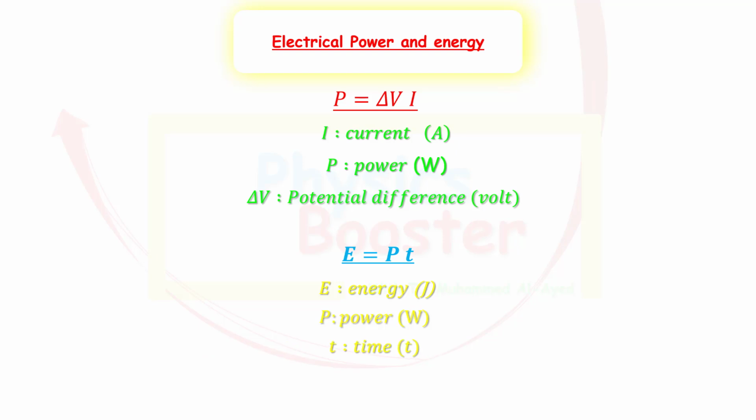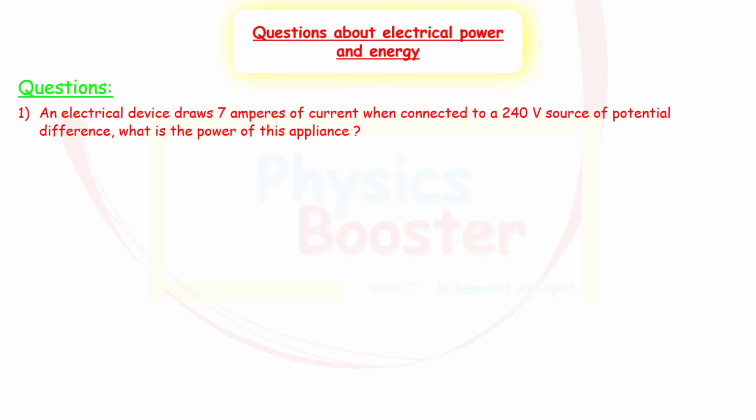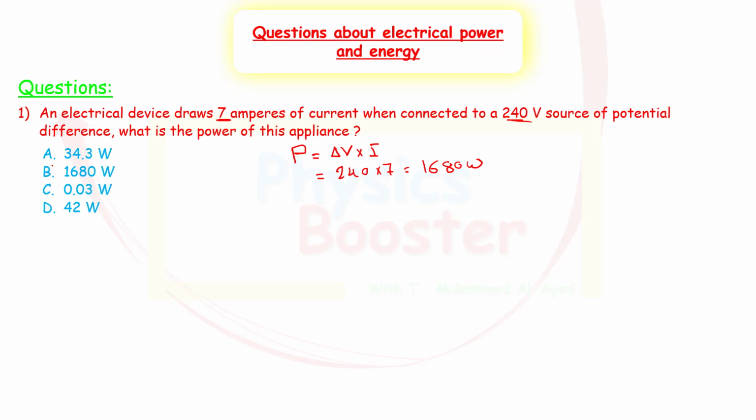So let's go directly and solve some problems. Question 1. An electrical device draws 7 amperes of current when connected to a 240 volt source of potential difference. What is the power of this appliance? Well, we know that P is equal to delta V multiplied by I. Therefore, it is straightforward. I, which is the current, is equal to 7, and the potential difference is equal to 240. So it's 240 multiplied by 7, and this gives us 1680 watts. So the answer is directly B.